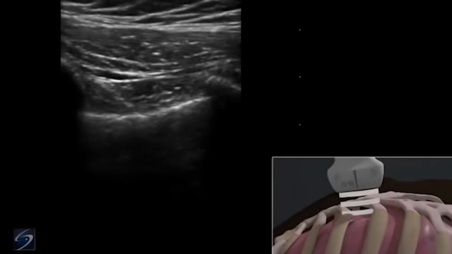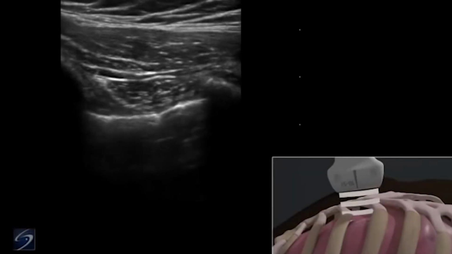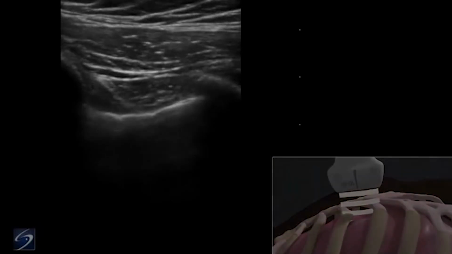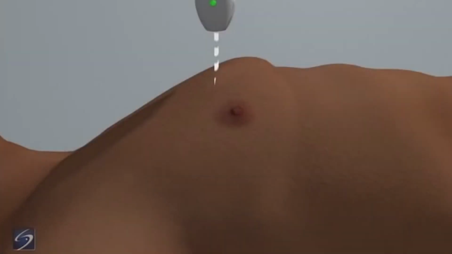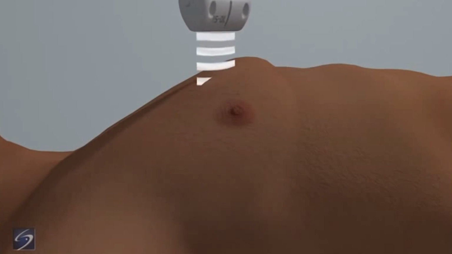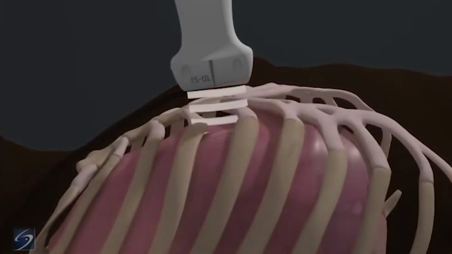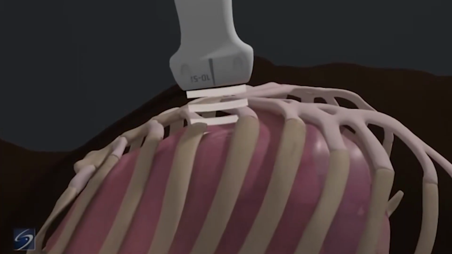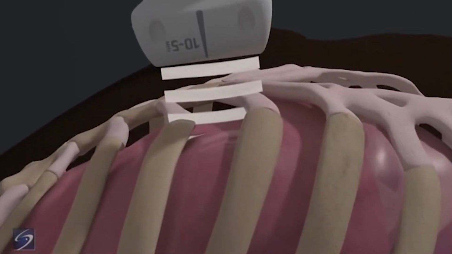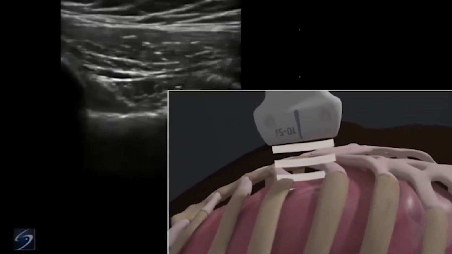A linear array transducer is used to evaluate lung sliding as an extension of the FAST exam. The orientation marker is positioned in the direction of the patient's head. The transducer is placed in a long axis orientation over the anterior chest wall at the third or fourth intercostal space in the anterior axillary to mid-clavicular line.